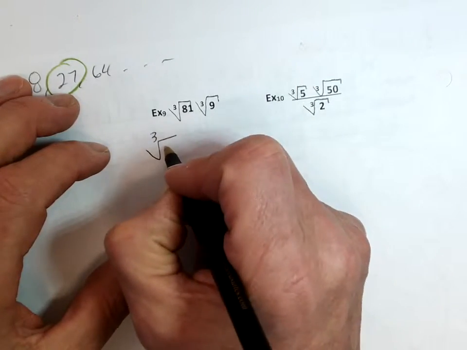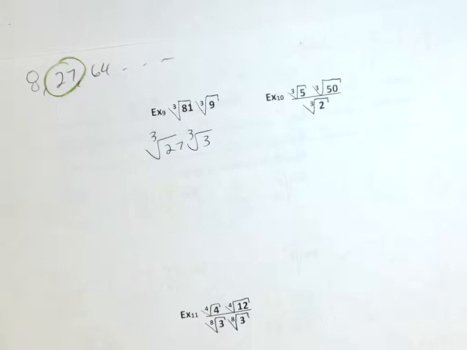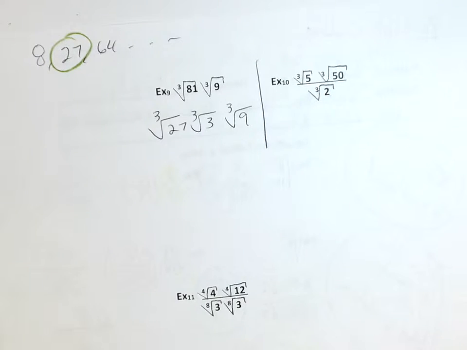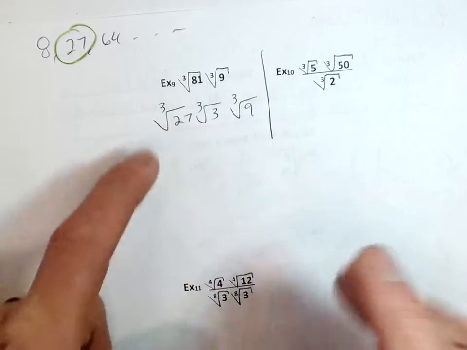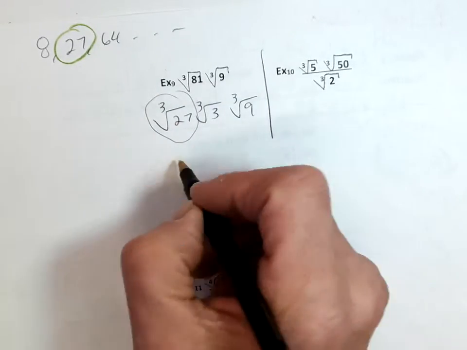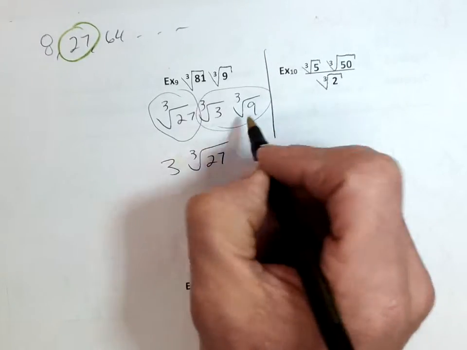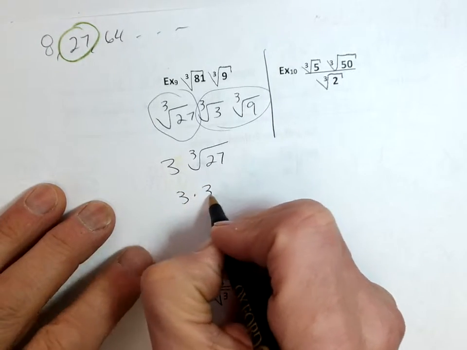Cube root of 27 times the cube root of 3. You okay with that? Times the cube root of 9. Yes, you can. I just like to be fancy-dancy math guy. Okay, here's my 81. You okay with that? Now, that is 3 times the cube root of another 27, right? Yeah. 3 times 3 is 9.